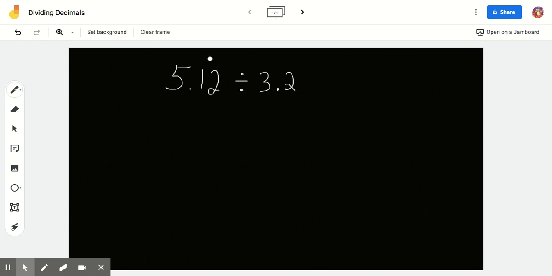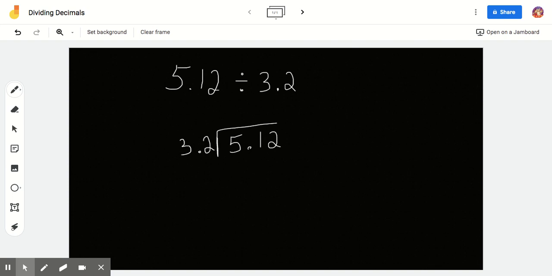So first, we always know that whenever we're going to do division, this first number is what's going to go in the cage. Okay, so we have our cage. The first number is 5 and 12/100, so I'm going to put 5 and 12/100 in the cage. And then 3 and 2/10 goes outside the cage.